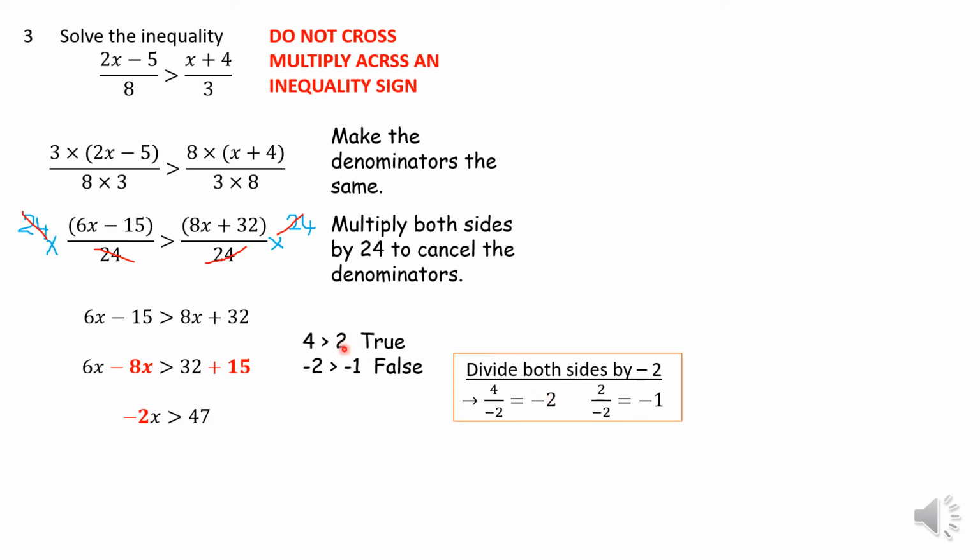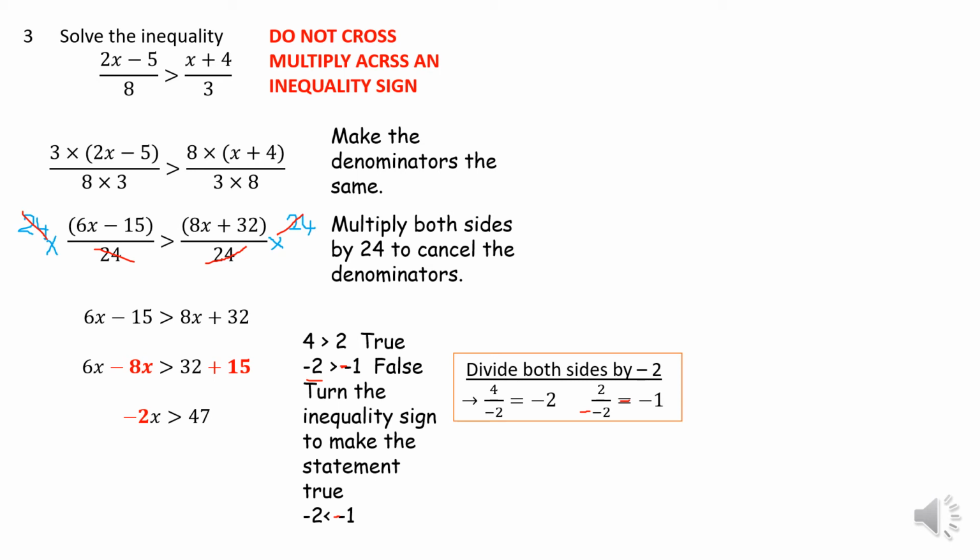And if I take this 2 and I divide it by negative 2, so here there was supposed to be negative 2, right? So if I take that and I divide it by negative 2 here, I'm going to get negative 1 as an answer, okay? And we know that negative 2 is not greater than negative 1. It is not. It is actually smaller.